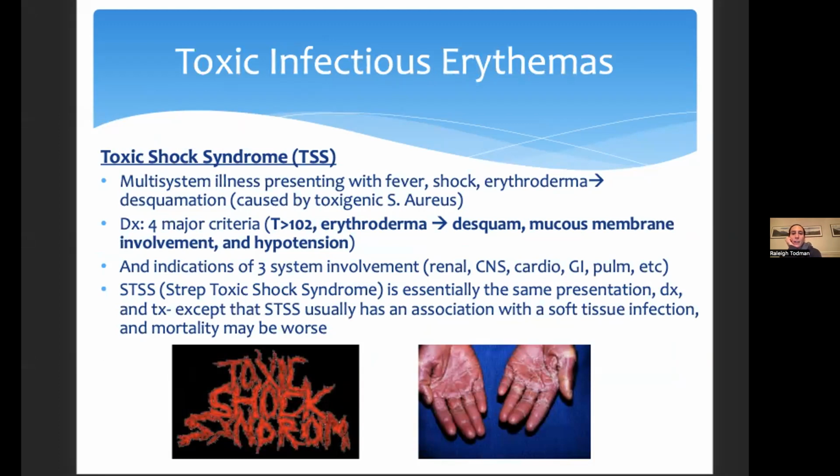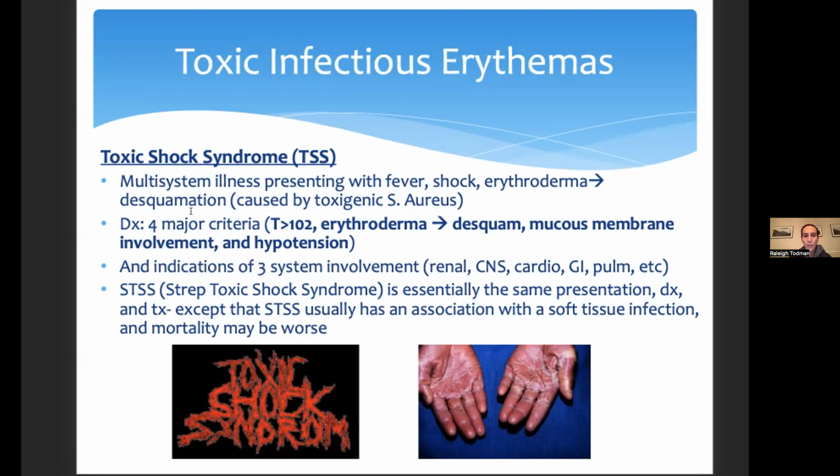Toxic infectious erythemas. One is toxic shock syndrome. If we were talking, I would want to know if people had seen this, but I don't think it's seen that often anymore. But it's a multisystem illness with fever, shock, and erythroderma that leads to desquamation, which, as I said, can be very, very serious. And this is one of those cases where it's serious. This is caused by staph.